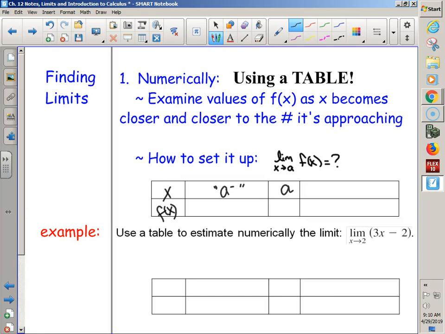And then guess what's going to go on that side of A? Numbers a little bit more than A. Numbers a little bit more, numbers a little bit less. I know it's weird. It's a new notation. We'll talk about it more in a couple pages. But if we're in a table, and if we're trying to get to A from below and from above, we're going to have to plug in numbers a little bit less than A and a little bit more than A. Now, whenever I say a little bit, that can be subjective, right?